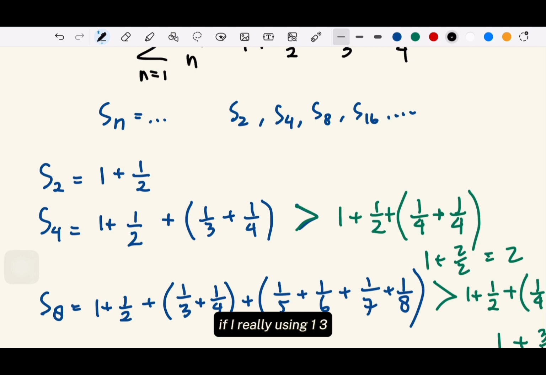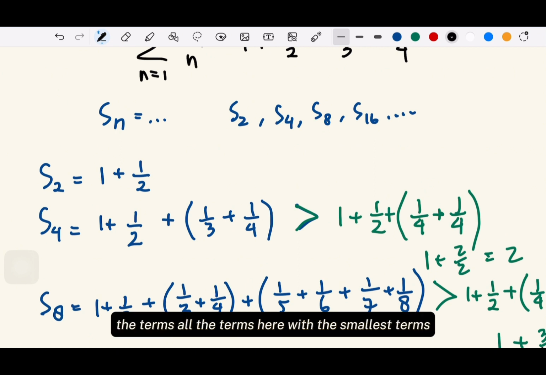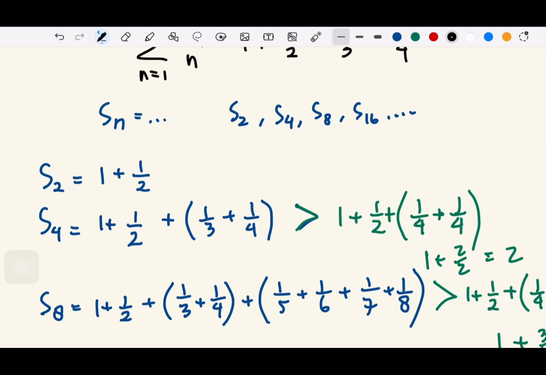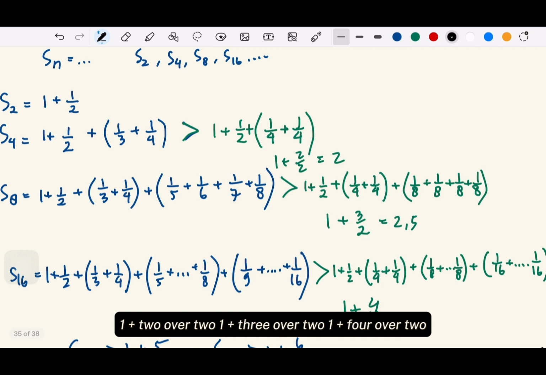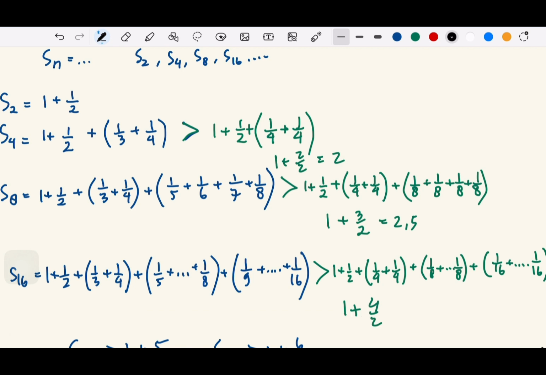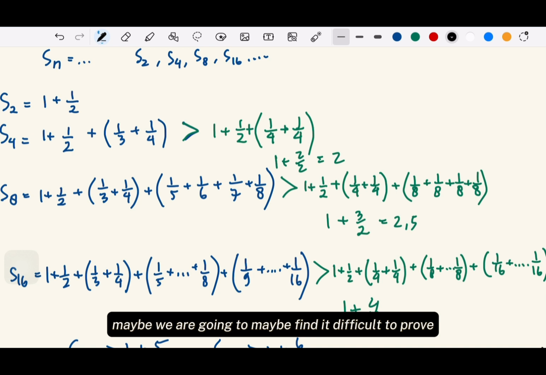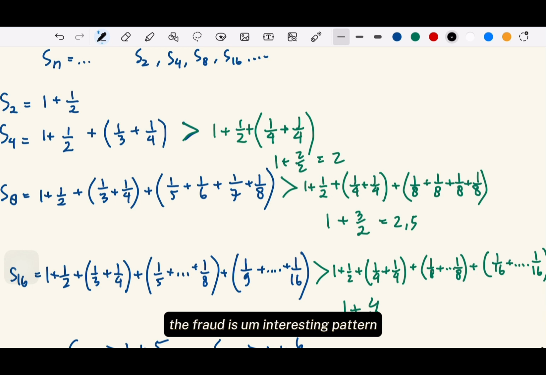If I were using 1, 3, 5, maybe I cannot really make sure that it is going to be greater or not, because there will be some calculations. So if I take this 2, 4, I can change all the terms here with the smallest terms, and then I can compute easily, and then I can get this pattern here: 1 plus 2 over 2, 1 plus 3 over 2, 1 plus 4 over 2. It's interesting anyway, because if not for this pattern, maybe we would find it difficult to prove. But for this interesting pattern, we take the 2 with power of n, and then we can easily switch the terms here with the smallest. So 1 over 8, this is 4. 1 over 16, half 8. So this is half, half, half.